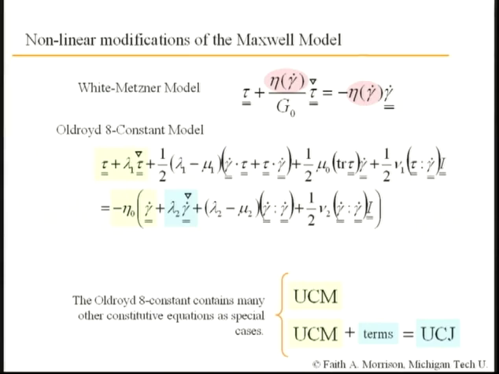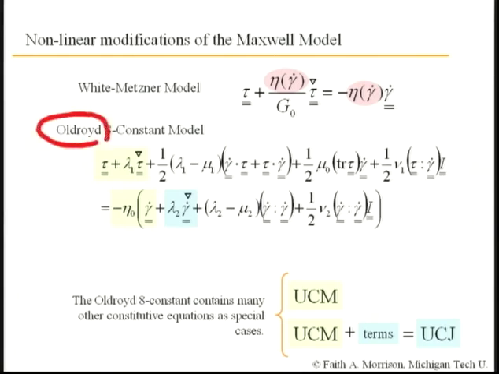Here's an example that maybe actually occurred to you. Here's the upper convected Maxwell model. Normally, the upper convected Maxwell model has a viscosity here and here. What if we just put in a shear rate dependent viscosity there? Okay? That's possible, and that's called the White-Metzner model. This model will predict shear thinning, but it has some other difficulties. For instance, it doesn't predict a reasonable linear viscoelastic regime.